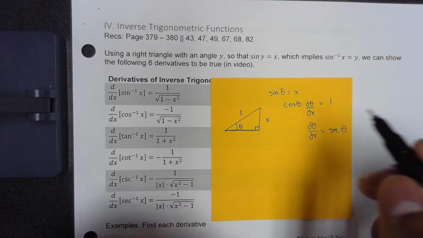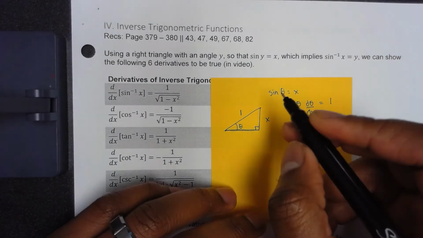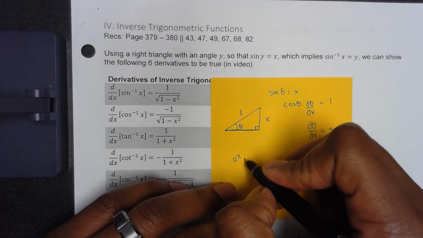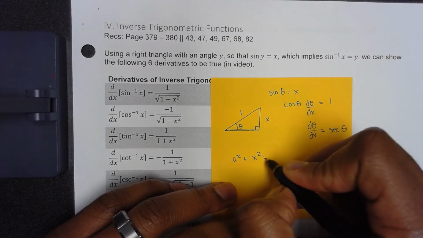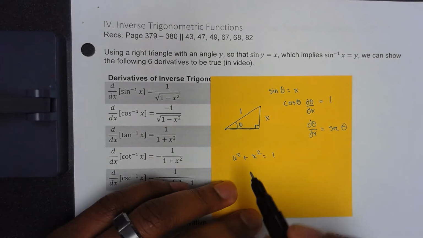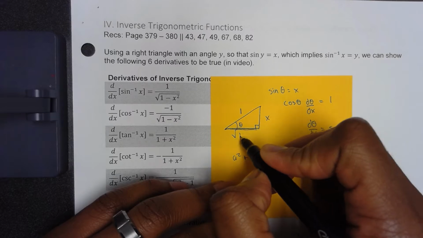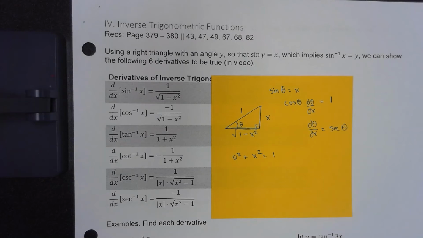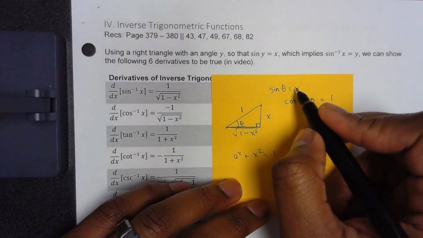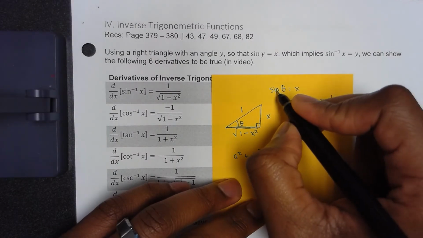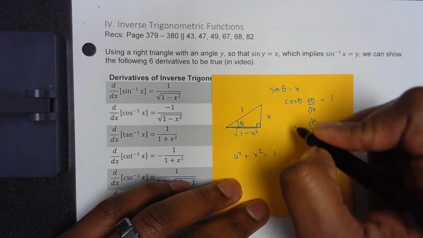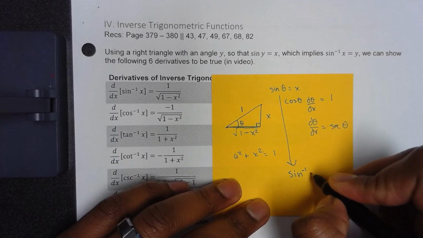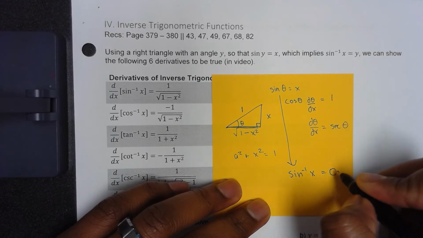But thankfully, we know the Pythagorean theorem, so it's going to be a squared plus x squared equals 1. And we can quickly justify that this is the square root of 1 minus x squared. Now, if sine theta equals x, then sine inverse of x equals theta.